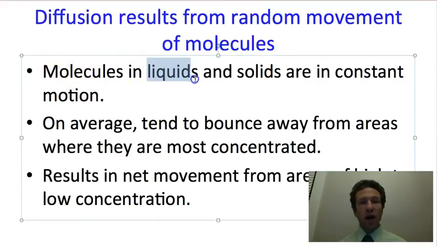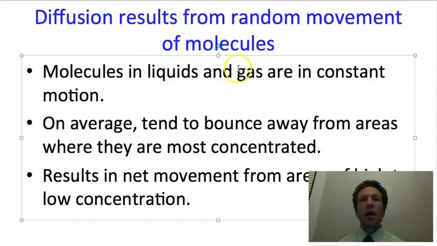They move around a lot in liquids, and this says solids, but let's change that to gas. In a gas, they're going to move around even more than in liquids. And so as these molecules are moving around, they're bouncing into each other. And each time they bounce off, they're going to go in a new direction. On average, if we look at what happens as a result of many of those bounces, there's going to be a general tendency to bounce away from areas where there are the highest concentrations and to bounce into the areas where there are lower concentrations of the dissolved substance.